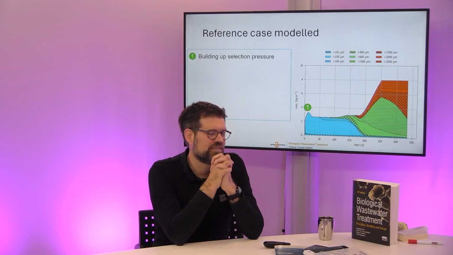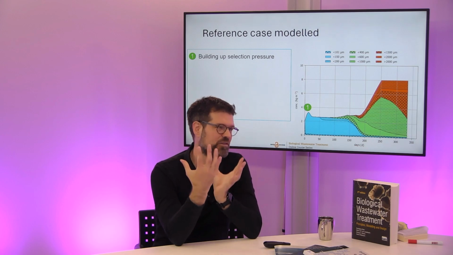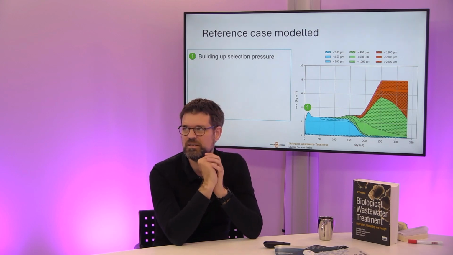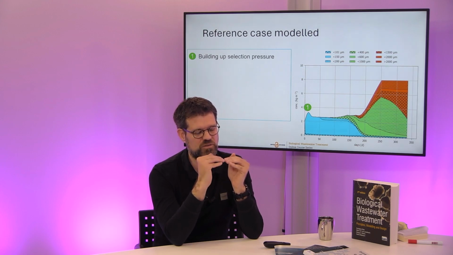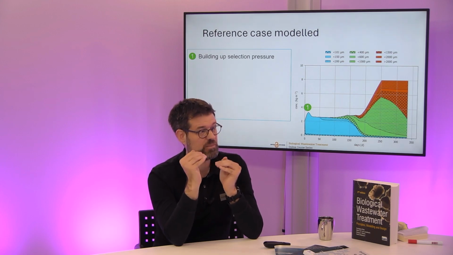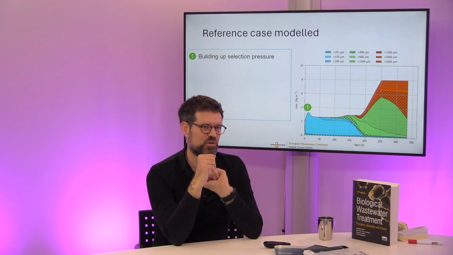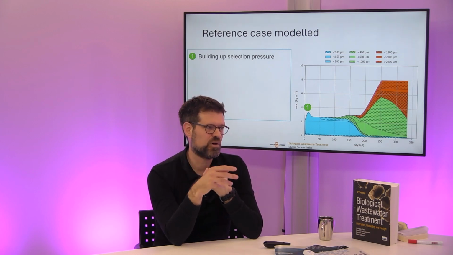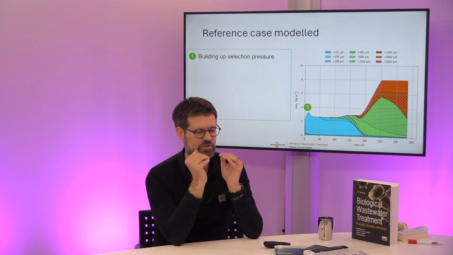If we look a little bit deeper into what we saw in the model, we started with our reference reactor with only flocs. You first start with building up your selection pressure. So you start with flocs, they don't settle that well. So if you start selecting for granules immediately, you just wash out your whole sludge blanket. So you have to be careful with that.